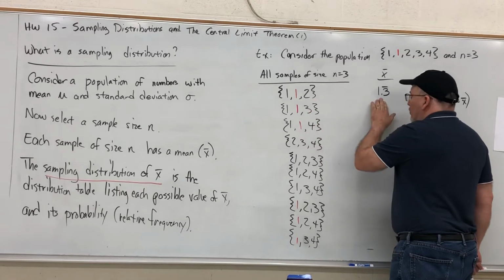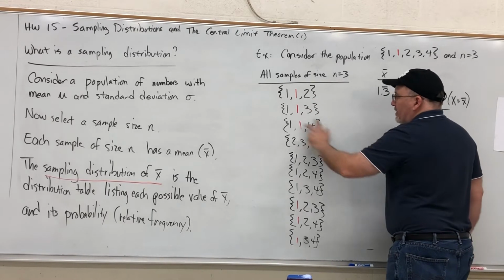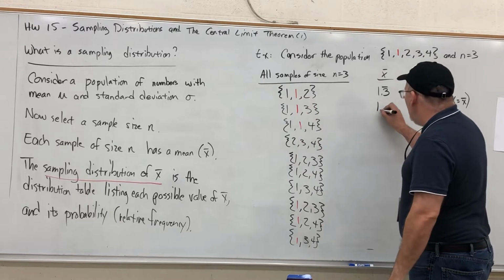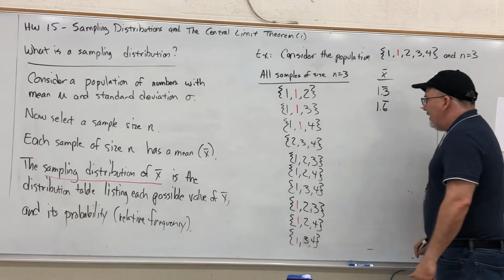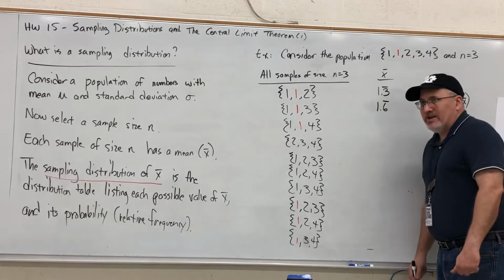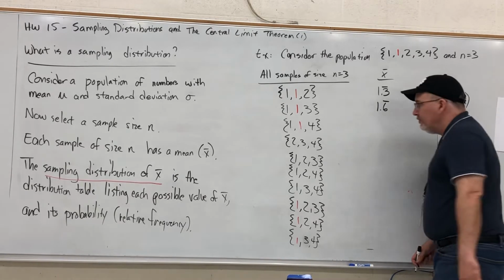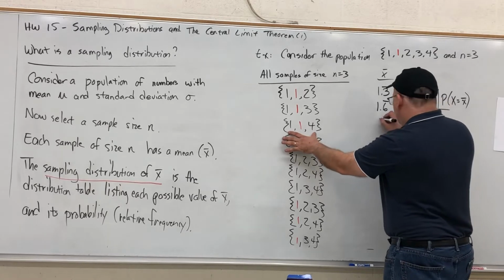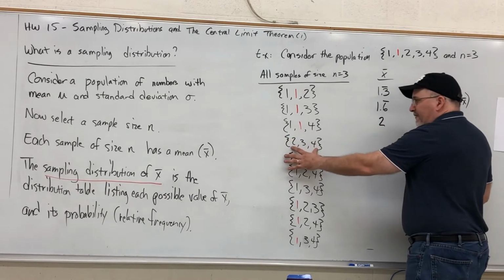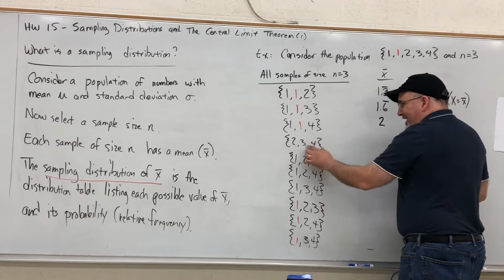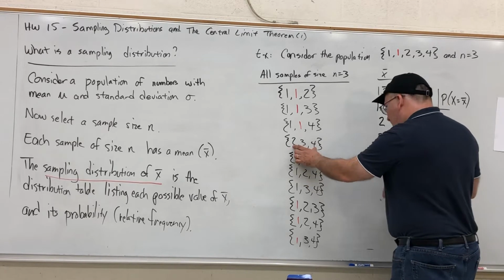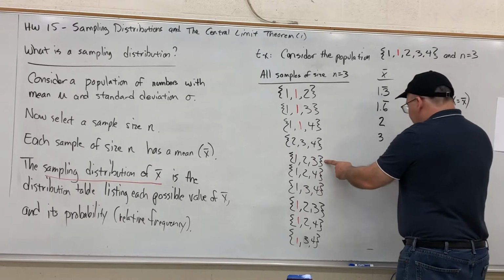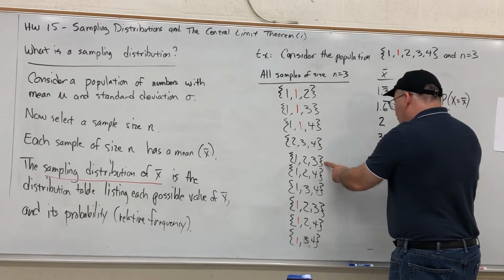This sample's mean is 1.3, 4 divided by 3. For the second sample, the sum is 5, and 5 divided by 3 is 1.6 repeating. Now in the homework, they would tell you to round off to so many decimal places, but this will do. In the third sample, the sum is 6, and 6 divided by 3 is 2. In the fourth sample, the sum is 9, 9 divided by 3 is 3. In the fifth sample, the sum is 6, 6 divided by 3 is 2.